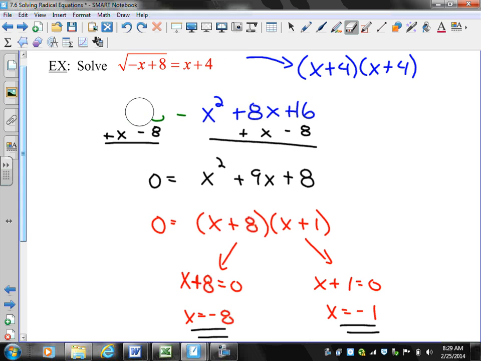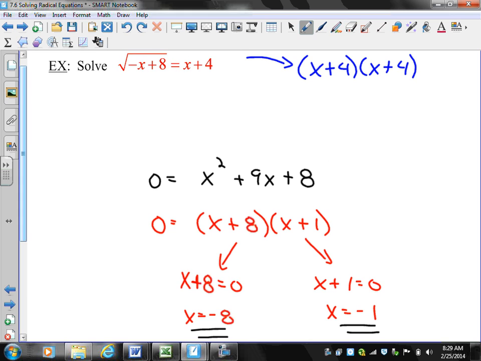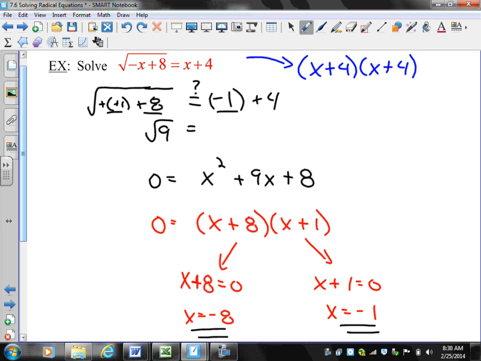And I'm going to substitute in, well, let's try negative 1 first. So I'm going to do the square root of the negative of negative 1 plus 8. Does that equal negative 1 plus 4? Well, I can cancel these negatives here. So this is really 1 plus 8, which is 9. This is really the square root of 9. Well, we know that's 3. And negative 1 plus 4, that's also 3. So that works. We know that negative 1 is a solution.